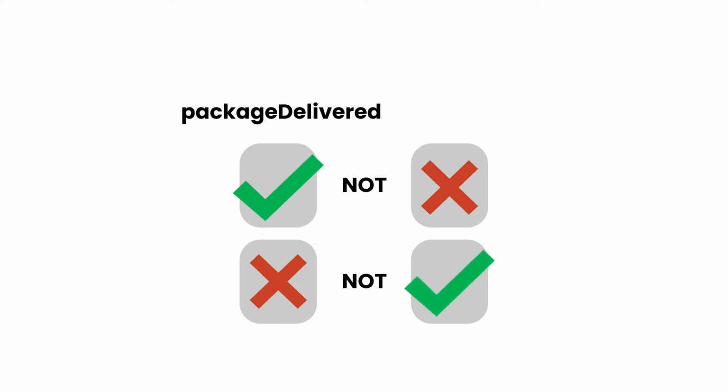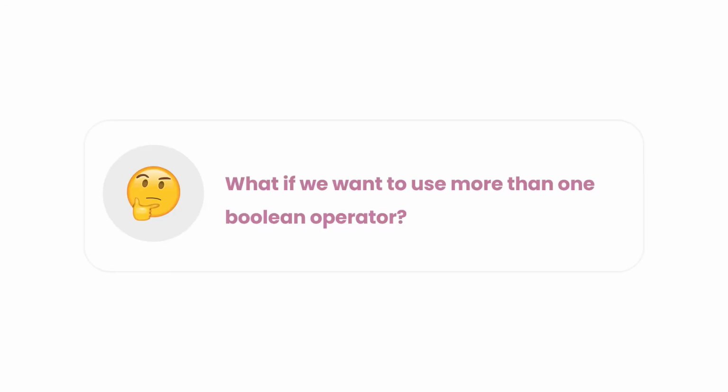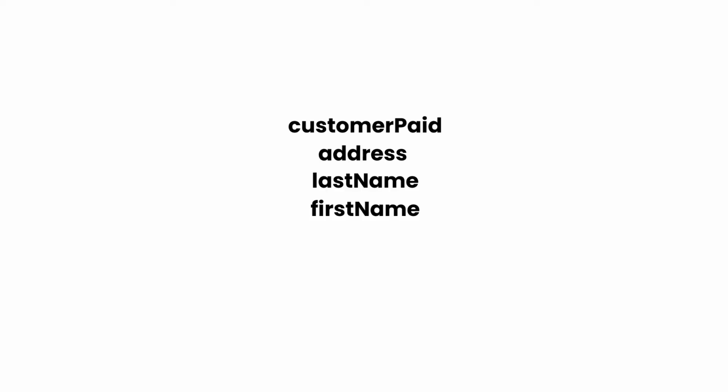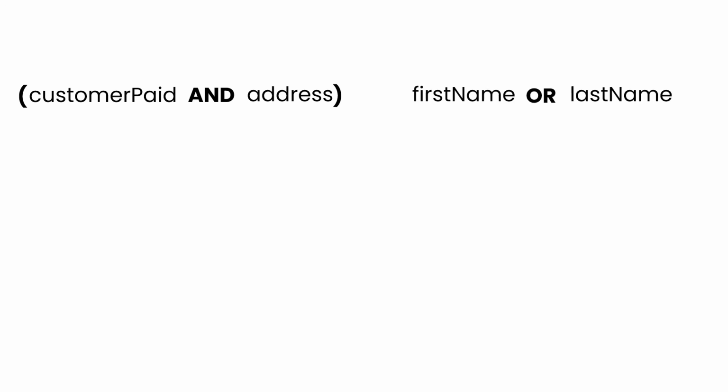So now that we know the basics of what these Boolean operators do, how can we use them together to create something meaningful? Before we send out the package, we need to know that the customer is paid, that we have an address, and that they have provided a name, whether it be their first name, last name, or both. We might formulate the problem something like this. We first do an AND operation on customer paid and address, an OR on first name and last name, and perform an AND between these two to get our final result.